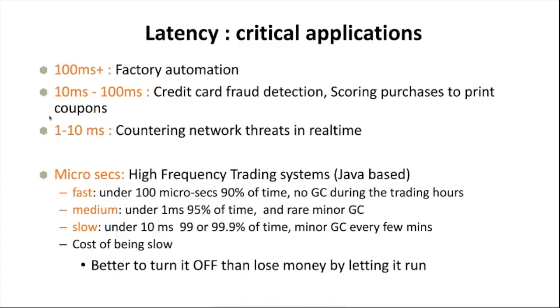There's a bunch of use cases with different ranges of latency-critical applications; I've listed them here. The more interesting, probably the tightest ones, are in high frequency trading systems, where they classify a fast system, in case they're using Java, as something that's under 100 microseconds latency 90% of the time, and no garbage collection during trading hours. For these guys, running a slow system is like losing money. So they'd rather stop something like that and not have it run.